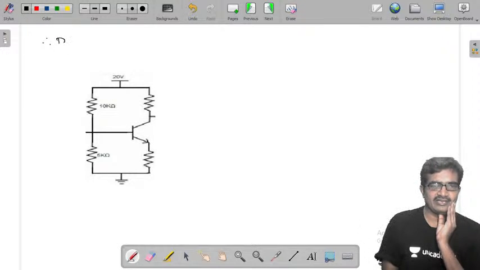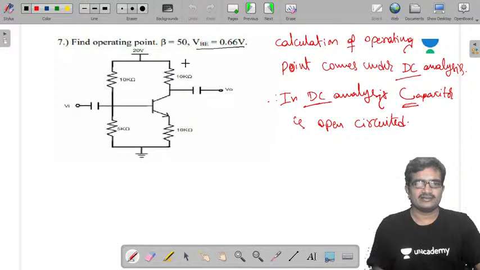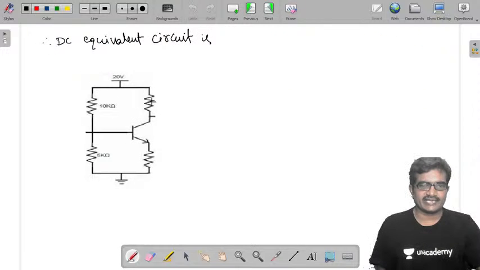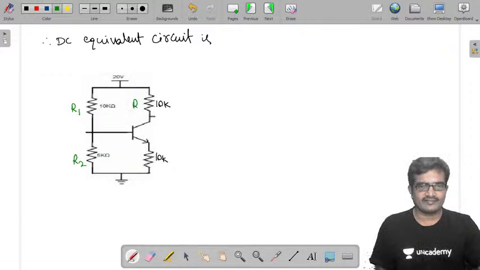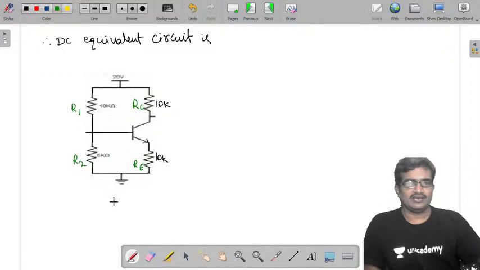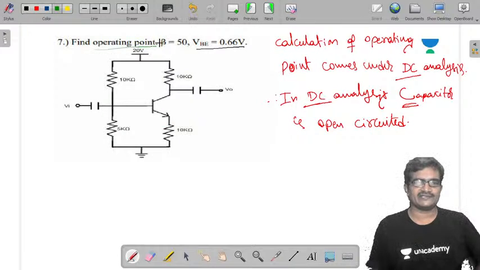Therefore, the DC equivalent circuit is shown below, and its values are 10k, 10k. So this is a 10k and it is also 10k. For my better understanding, let me take it as R1 and R2, RC and RE. Now this is nothing but our self bias circuit, and they gave VBE also, that is 0.66 volts, and beta is 50. So you need to calculate the operating point of this circuit.